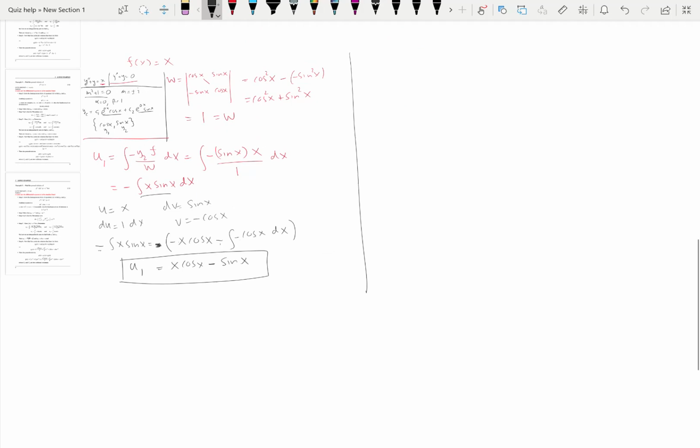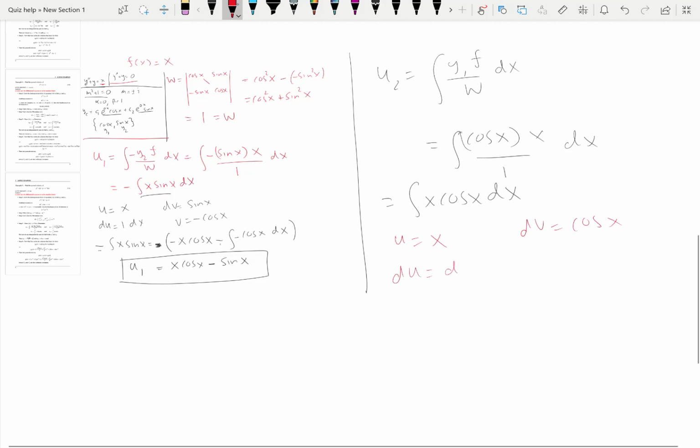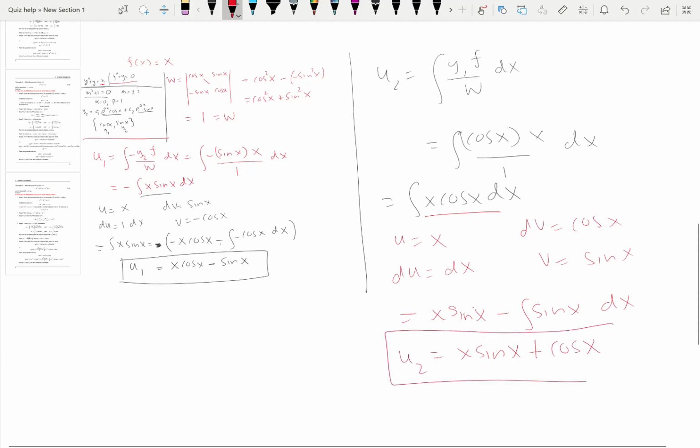Now let's find u2, where u2 is the integral of y1 f over W dx. Now y1 is actually cosine, so cosine x times x over W is 1. Here also we have to use integration by parts, a little bit tedious. So I again assume u to be x, dv to be cosine x, so du will be 1 dx, v is the integral of cosine, which is sine. So the integral is uv, that is x sine x, minus v du, sine x dx. If you integrate, x sine x minus the integral of sine, which is negative cosine, so plus cosine there. Plus an arbitrary constant, let's assume it to be 0. So we get u1 and u2 finally.